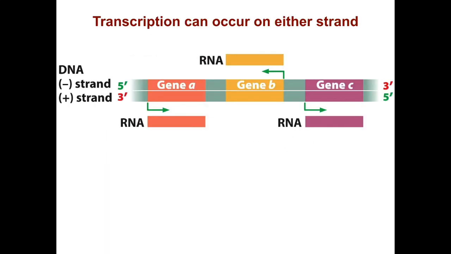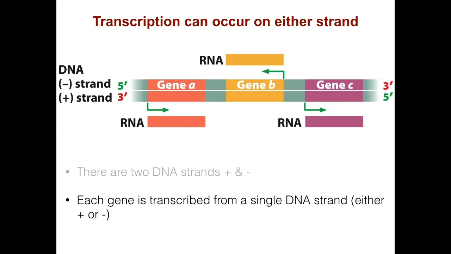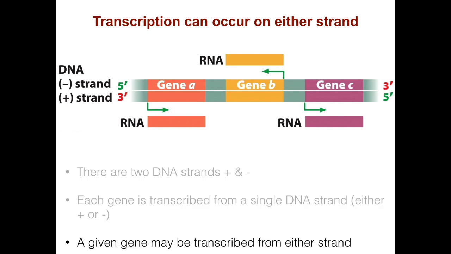Transcription can occur on either strand. Here you have 2 genes that are being transcribed from one strand and 1 gene that's being transcribed from another. The double helix, of course, has 2 DNA strands, one positive and one negative. Each gene is transcribed from a single DNA strand, that is complementary to the sequence of the RNA, and that can be either plus or minus. But any given gene may be transcribed from either strand.